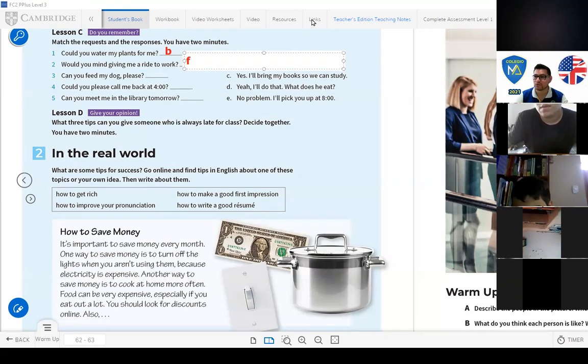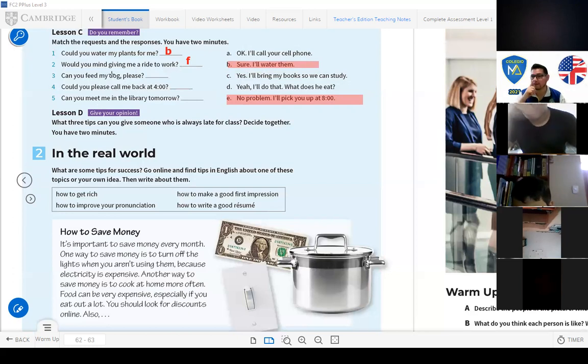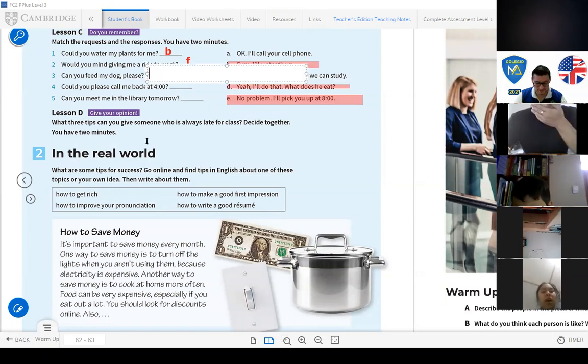We're talking about the writing. I'm gonna mark this. I'm gonna mark this too. Can you feed my dog? What do you think? I call. Okay, I call your cell phone. Yes, I'll bring my book so we study. Yeah, I'll do. What does he eat? I think this is letter D, right? What does he eat? ¿Qué come? Lo haré, claro. What does he eat? ¿Qué come? No, I'm gonna write here this, the letter D.